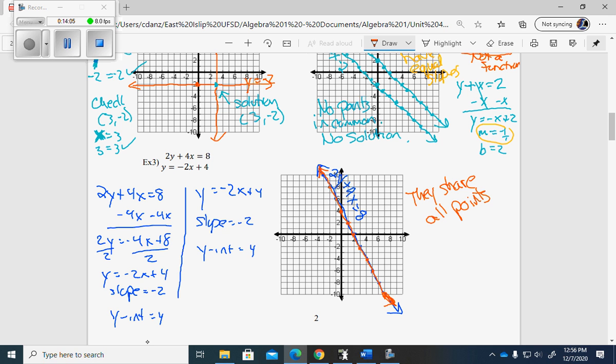So what would you say the solution is? Well, you could say it's (0, 4), and it's (1, 2), and it's (2, 0), and it's (3, -2), and oh my gosh, so many. There's arrows at the ends of the lines even. Isn't there an infinite number of solutions? Every single point on one line is on the other line. They share all their points. So what we say about this is that there's an infinite number of solutions. I can't name them all.